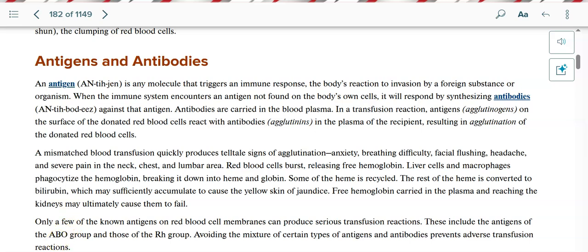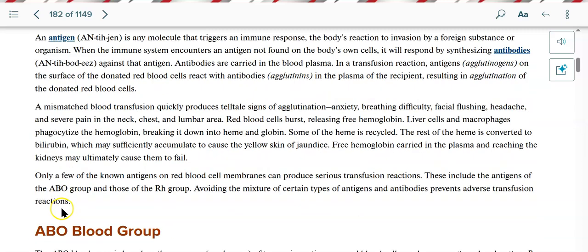So this will lead to red blood cells bursting, releasing hemoglobin. That will break down into bilirubin, which can cause the skin to yellow, as in jaundice. Anyway, only a few of the known antigens found on red blood cell membranes can produce serious transfusion reactions. And these include the antigens of the ABO group and those in the RH group. So by avoiding mixtures of certain types of antigens and antibodies, you can prevent adverse transfusion reactions.